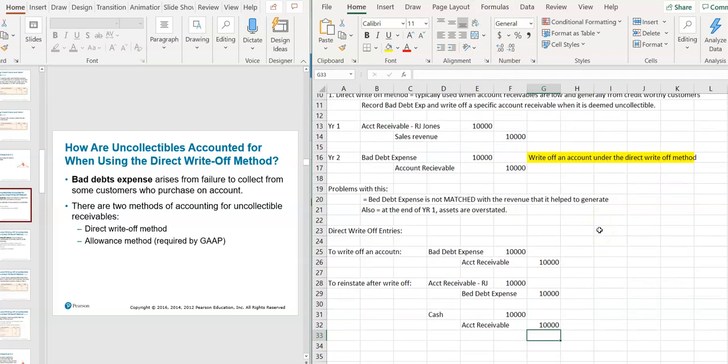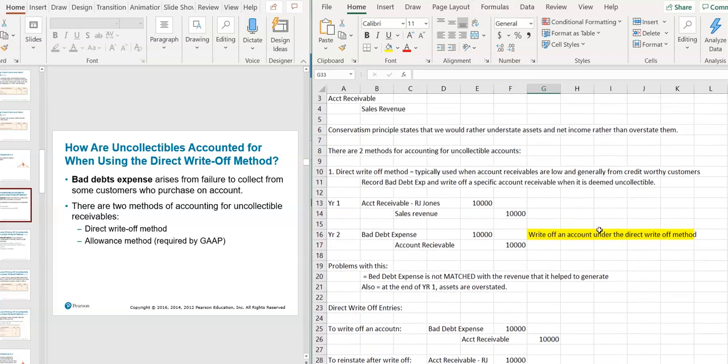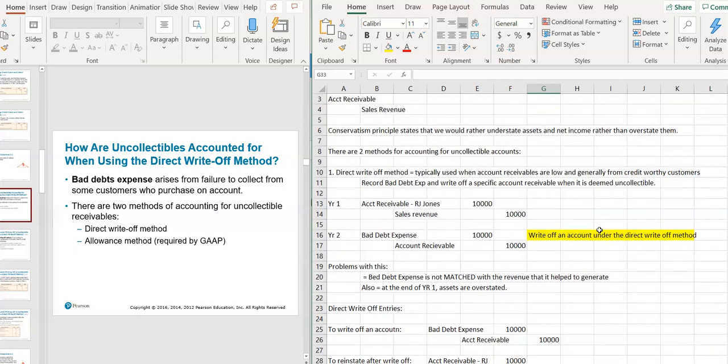Okay, so that is the direct write-off method. I'm going to stop the video here, and I'm going to do another video for the allowance method.